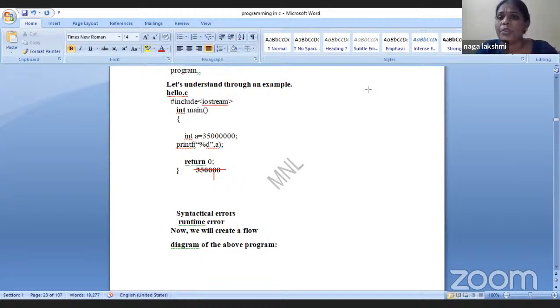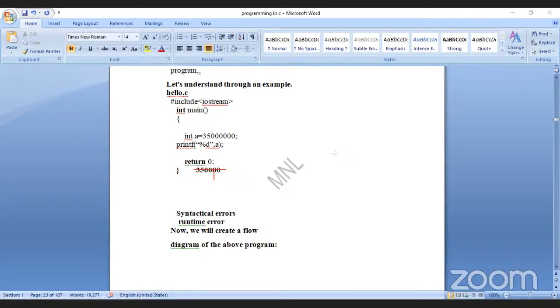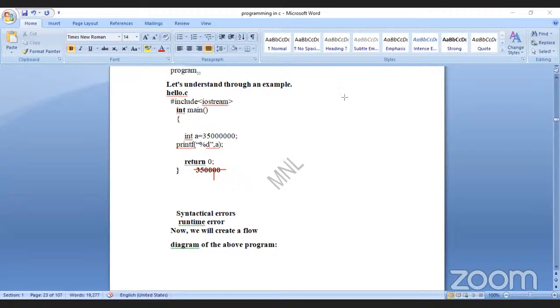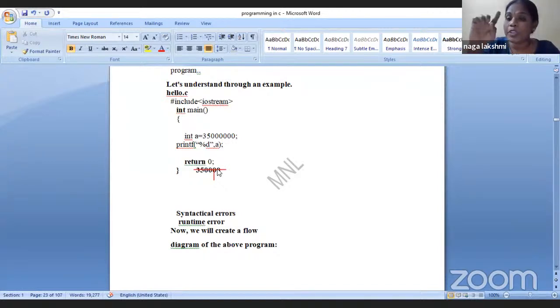You know how to do LCM, girls? Yes, madam. LCM, how will you do it? You will keep it like this. With 2 only you have to divide. If you divide 35,000 by 2, you will get remainder 0.